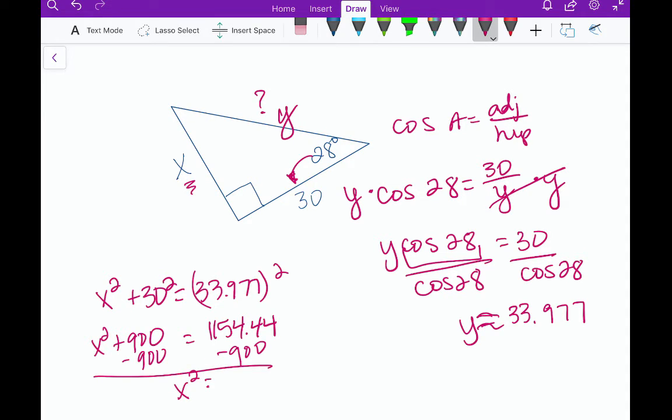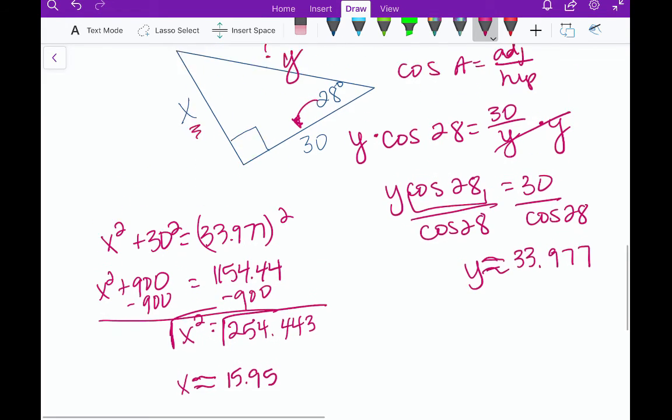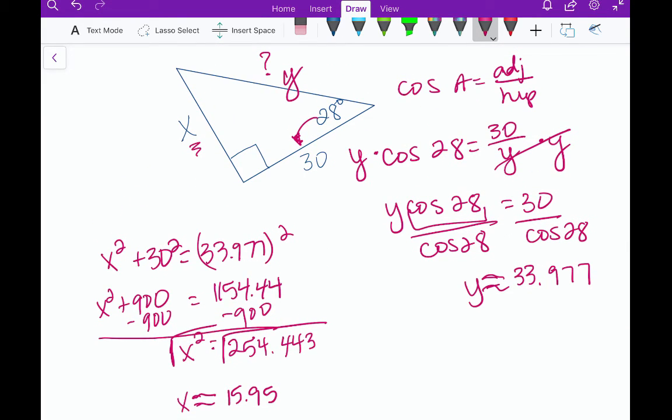X squared equals 254.443. And then I need to take the square root of both sides to get my final answer, which is about 15.95. So I solved x by using cosine to start with to find my hypotenuse, and then using Pythagorean theorem to find the value that they really wanted me to find.